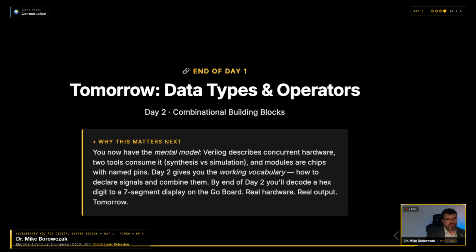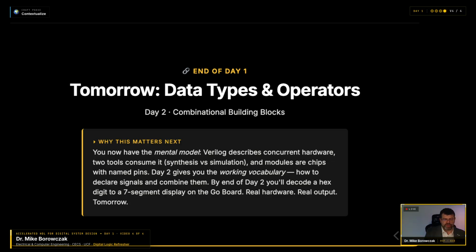All right, so this is the end of day 1's recording. We're going to take time tomorrow to look at data types and operators, focusing again on combinational building blocks. So you have the model. You have this idea now that Verilog describes concurrent hardware. We have 2 different tool chains that consume our Verilog: the synthesis flow and the simulation flow. Modules, you can think of them as chips with named pins, or some component that is physically there that has inputs and outputs.